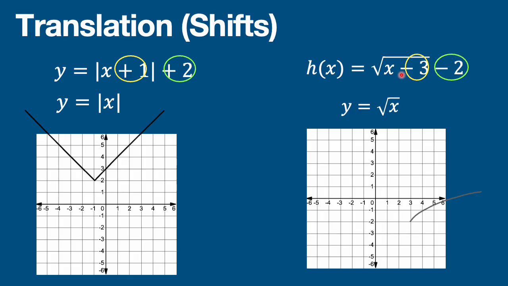So make sure inside the square root, that's the vertical translation. Oh no, I'm sorry, horizontal translation. Outside is going to be vertical.